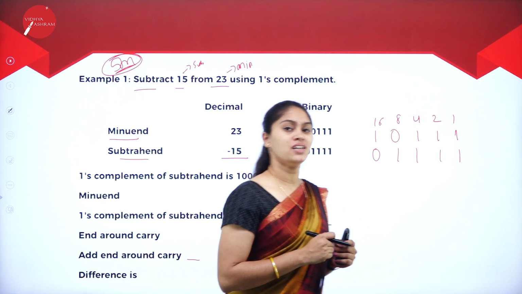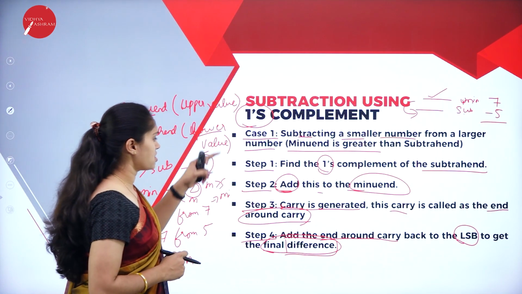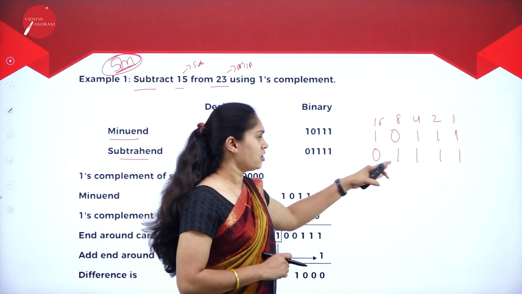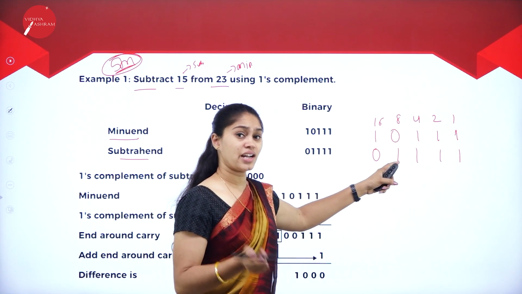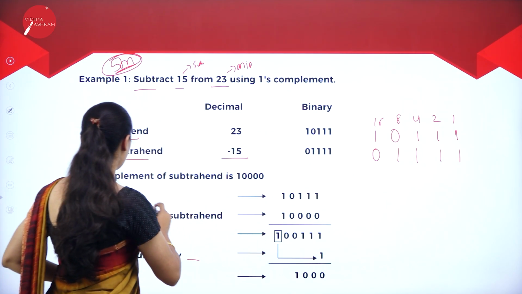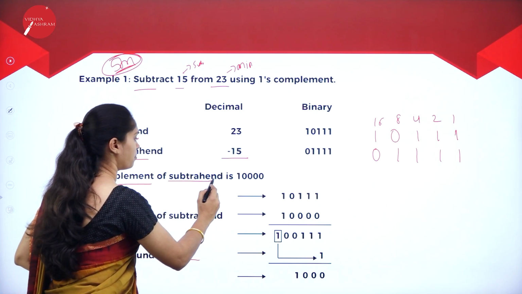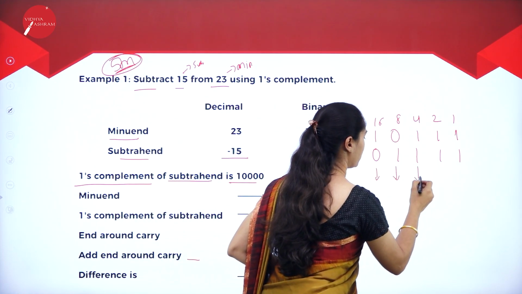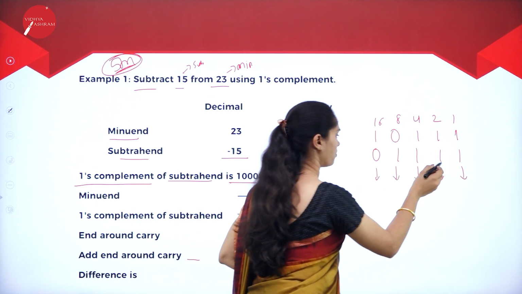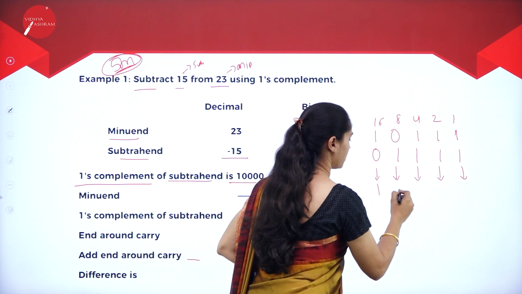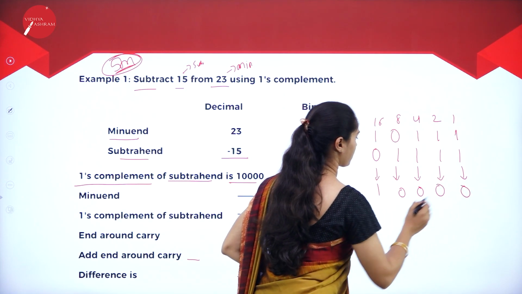We have to take the first step. We have to find the 1's complement of the subtrahend. So now we know that this is the subtrahend, and I have to find the 1's complement of this subtrahend. That is the first step. When I complement it, all 1's become zeros and all zeros become 1. So it is going to be 1 and the remaining will be 0.